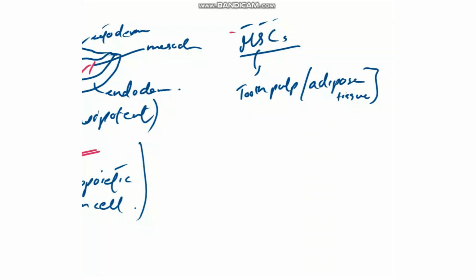We will study this later in the coming chapter, what that is. And these can be extracted to use for tissue regeneration. Because they have the ability to form any kind of tissue, they can be extracted from your tooth pulp or adipose tissue, and they can be used for tissue regeneration. And research is currently going on to make this thing work.